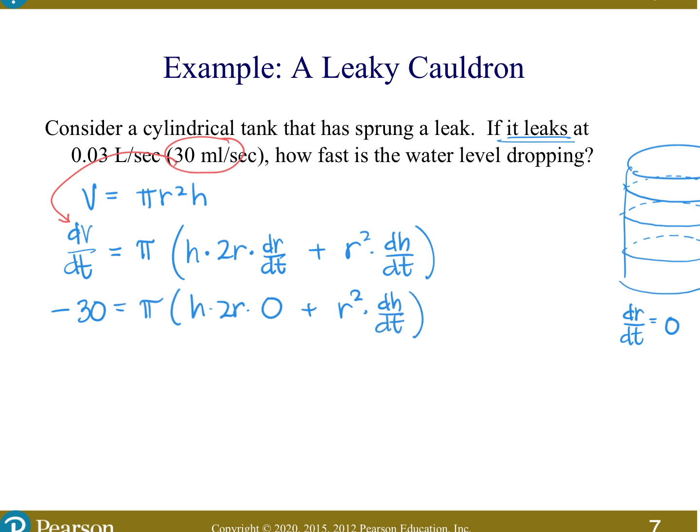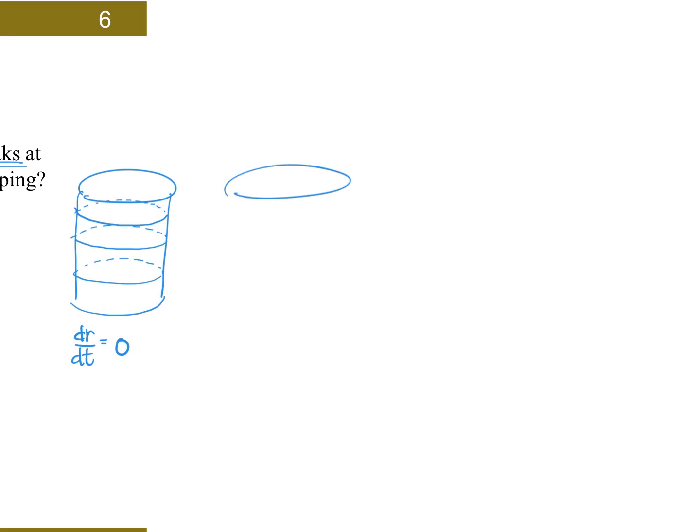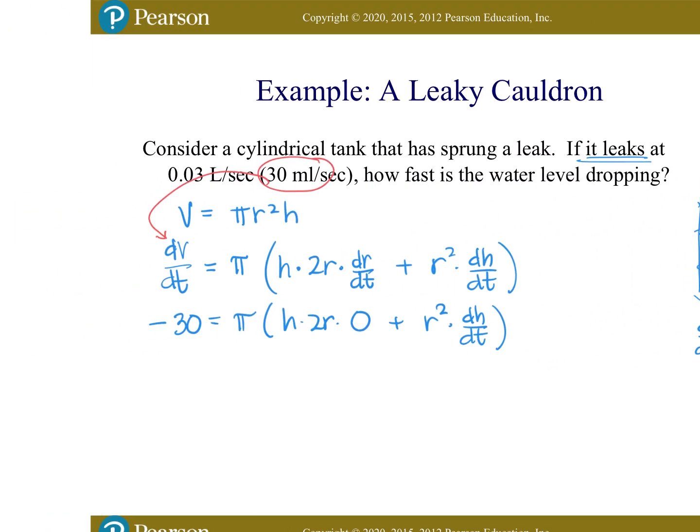What if your tank was shaped like this? And then your water level went down a little bit more. Two things are changing now. The height changed and the radius got smaller. So you can't put dr dt as 0 for that. It's only in a cylinder shape that you could put 0 for dr dt.